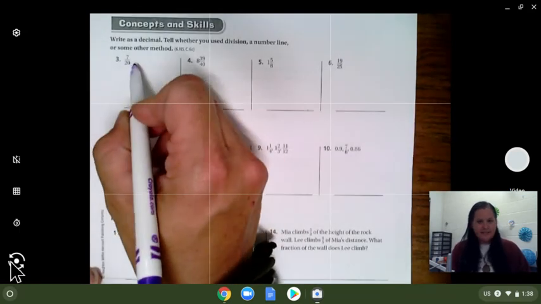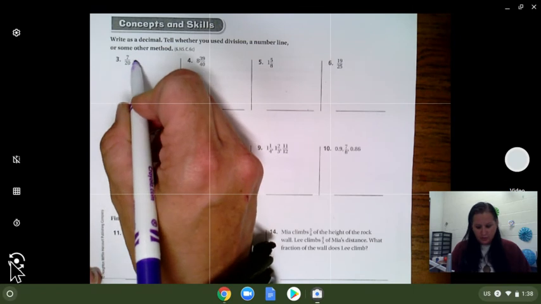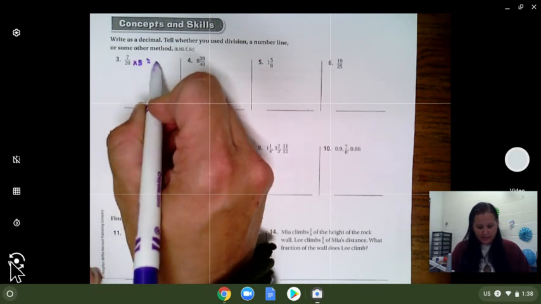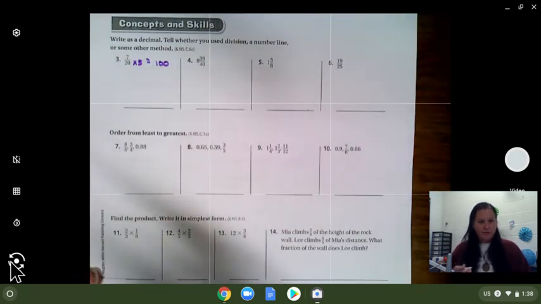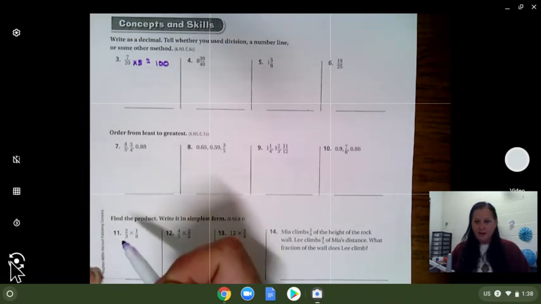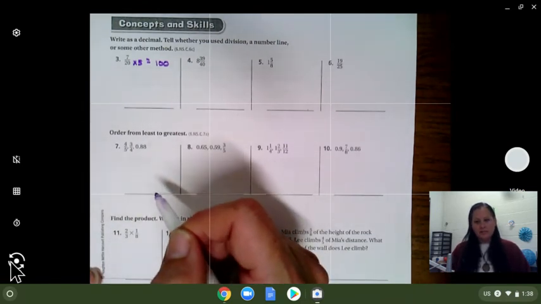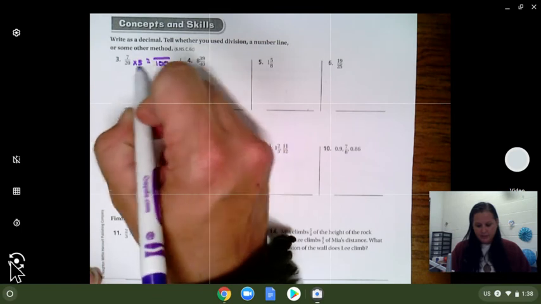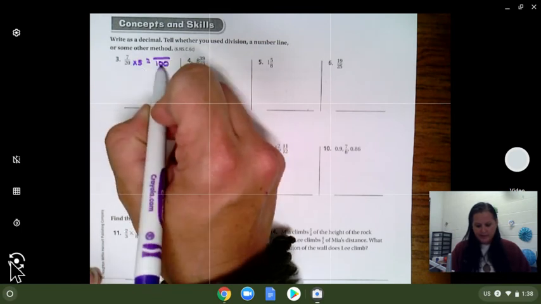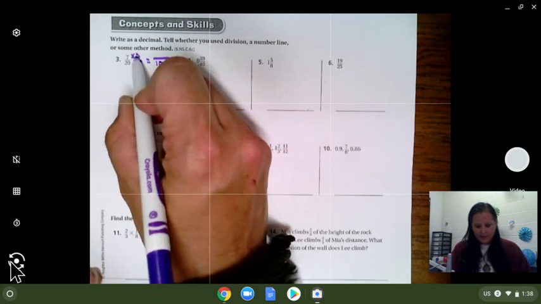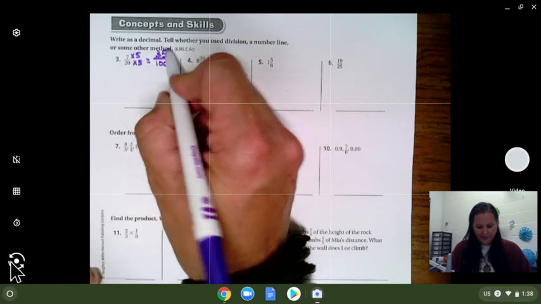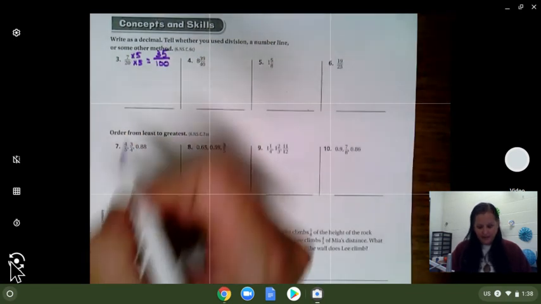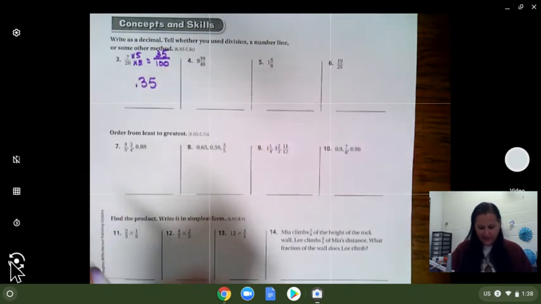So this one is an easier one because we can make 20 into 100 on the bottom. Remember, if you have a number that's tenths or hundredths on the bottom, or even thousands, those are easy to write as decimals. So we multiply the bottom by 5 to get to 100. So we also multiply the top by 5, and we have 35 hundredths for that one. You can just write that as 0.35.